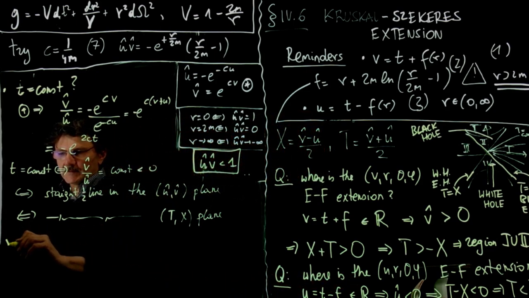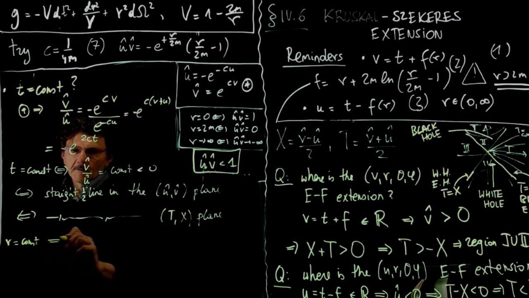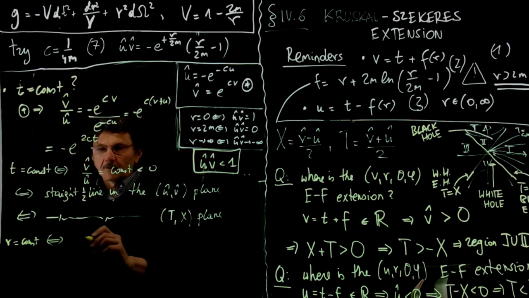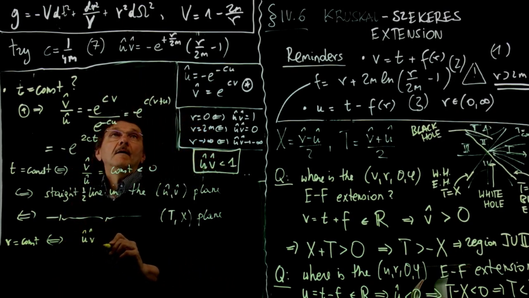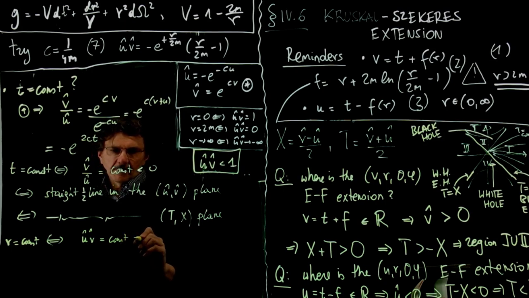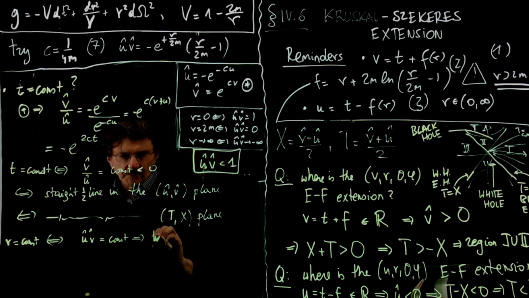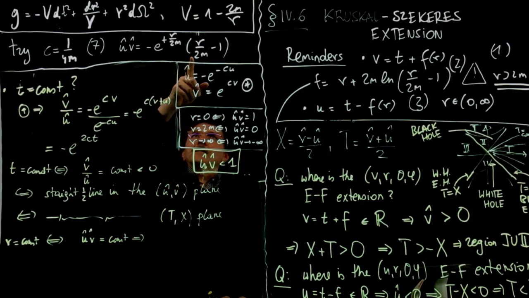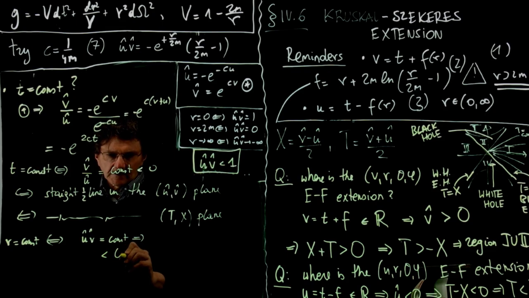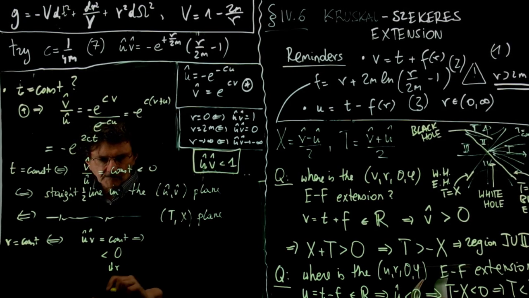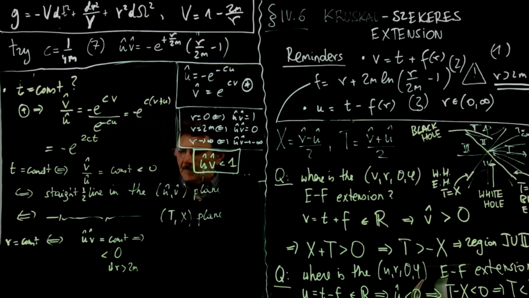If we look at r equal constant, well, we already know this, right? That the product u hat v hat is a constant. So these are hyperbola. But of course, u hat v hat is equal constant. Now, if r is larger than 2m, this is negative. And u hat v hat, we already know what it was in terms of the t and x coordinates.